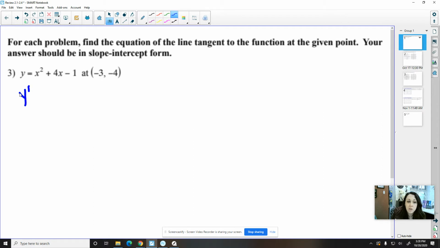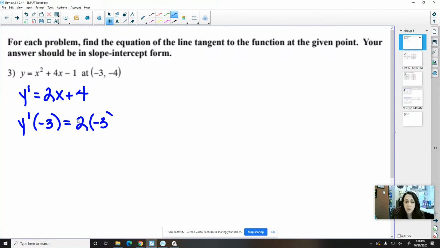So the first thing you're going to do is take the derivative, which would be 2x plus 4, and then you're going to evaluate that derivative at the given point. In this case, you're going to take the x coordinate and plug that in to find your slope. So we would have -6 plus 4, which is -2.